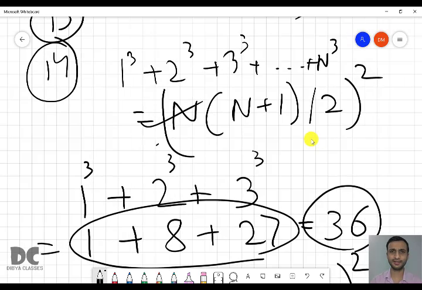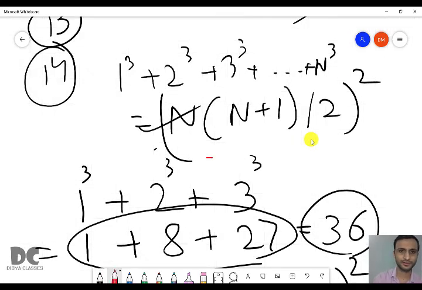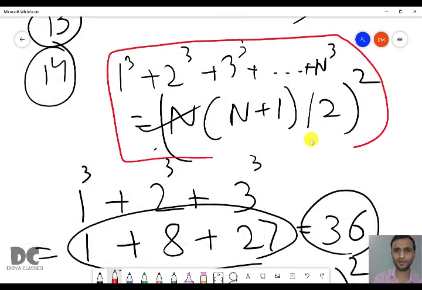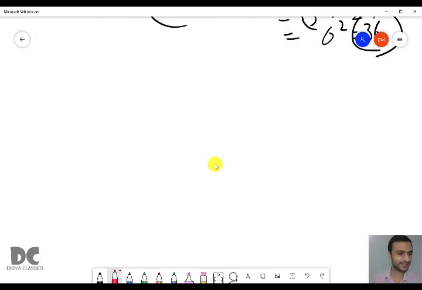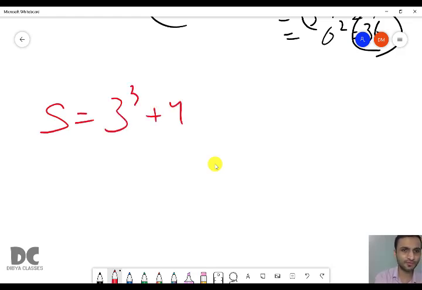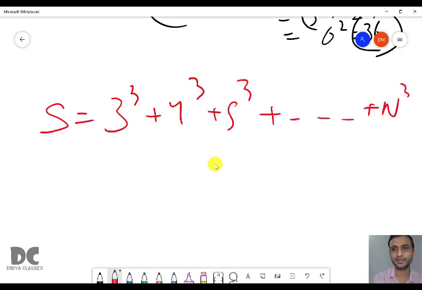So we can say that the sum of first n natural numbers is also given by this formula. You can use the formula. Both are same. So now in the question it has asked to find S, where S equals 3 cube plus 4 cube plus 5 cube plus till n.